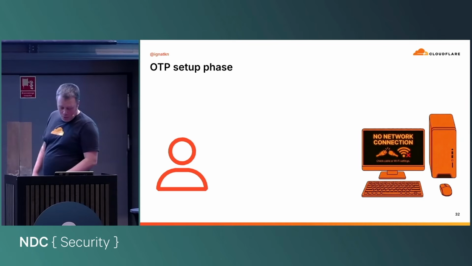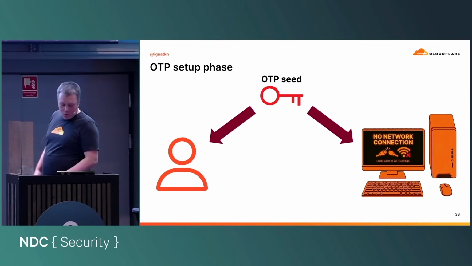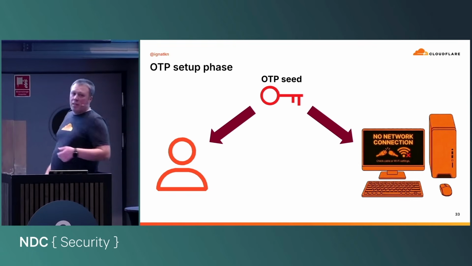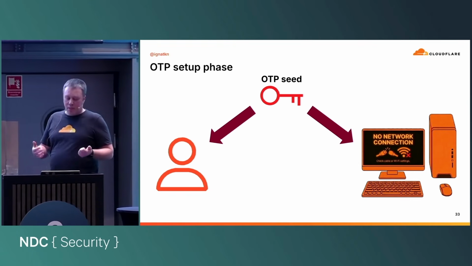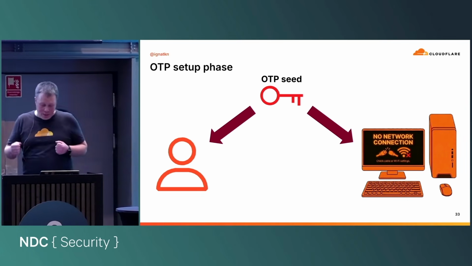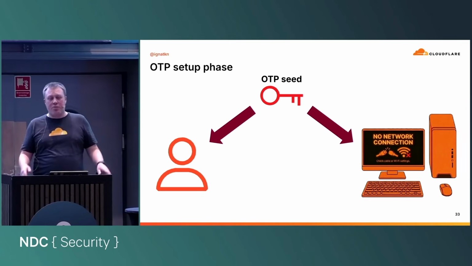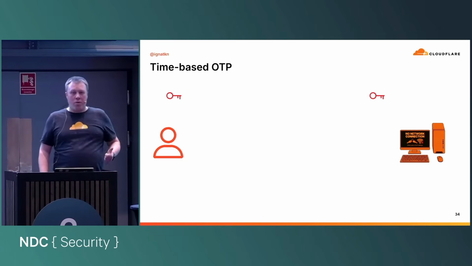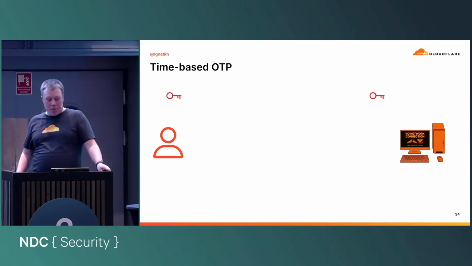Basically, before your server loses connectivity, you do the provisioning phase, where you provision an OTP seed, which is essentially a shared secret between the user, who will later authenticate, and the server itself. And there are different variations of OTP. The most common that we probably use with Authenticator is time-based OTP.